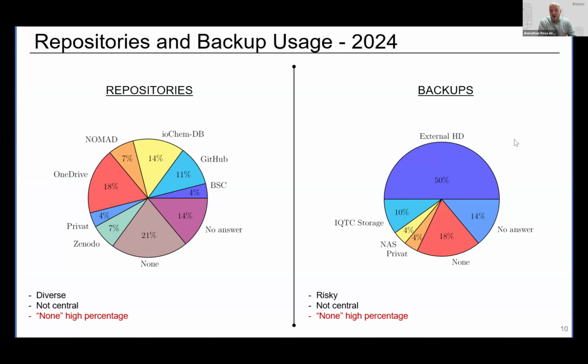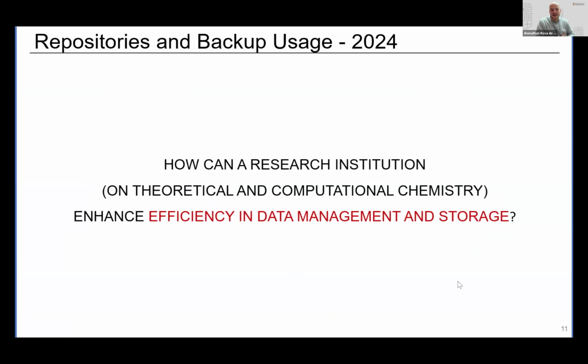And also we have a non-high percentage. As you can see, 18% of the institute doesn't have backups, doesn't have a strategy for backups. So this is important to think about because we aim to not lose data. So once we said that, how can a research institute enhance efficiency in data management and storage? Of course, we are talking about theoretical and computational chemistry data.